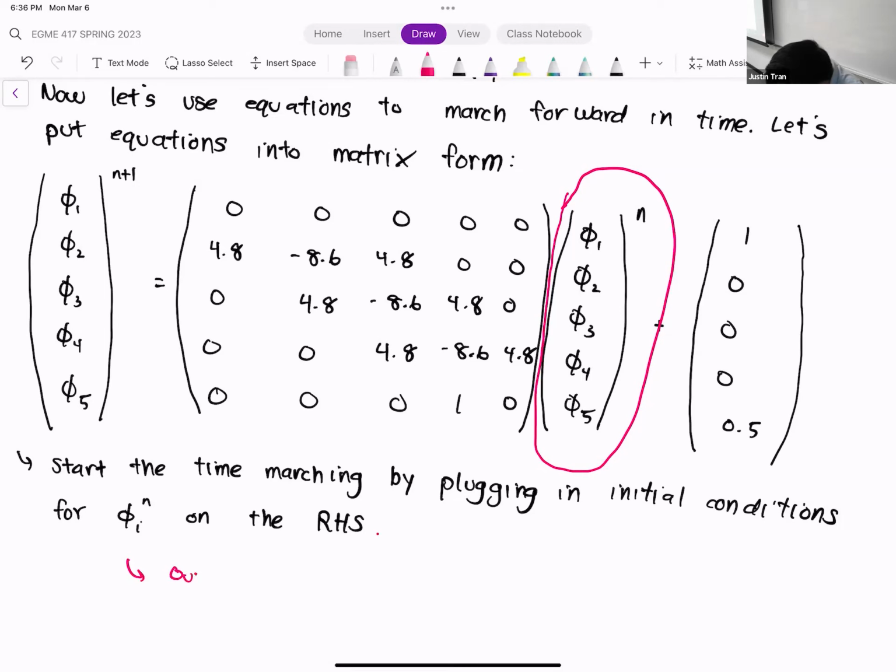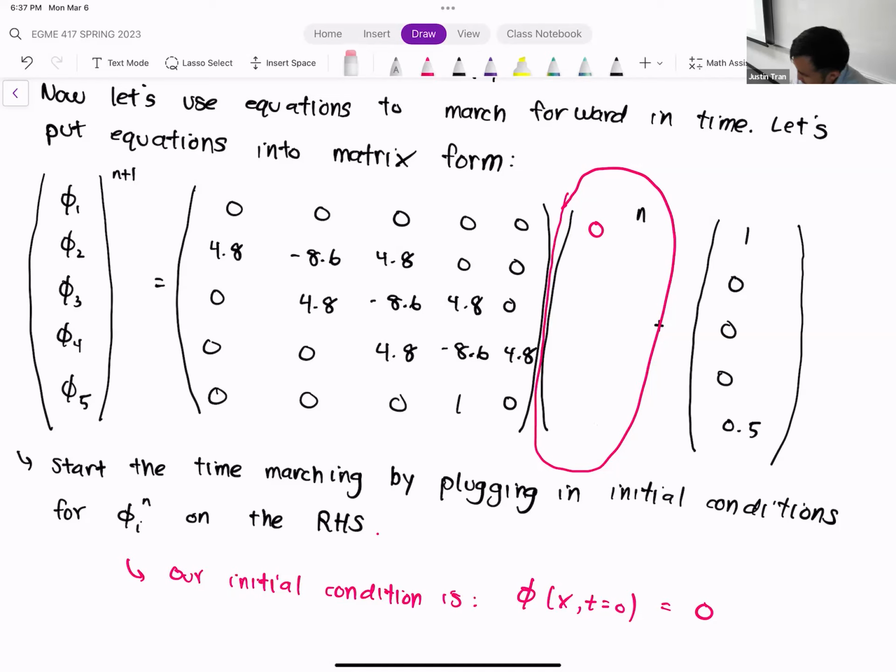And so just to remind you, our initial condition is that phi of x and t is equal to 0. Our initial condition is that we start with the value of 0 at all values of phi at the initial time. And so the way that we incorporate that is that we have this vector here, and for all the values of phi in this vector, we're going to plug in 0. So for phi1 at n, I'm going to plug in 0. phi2 at n, 0. phi3 at n, 0. phi4 and phi5 as well.